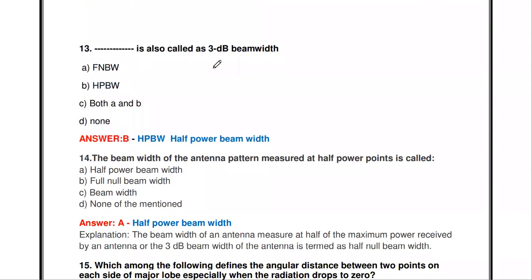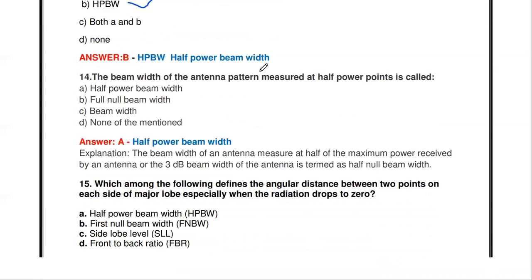Then the next question: dash is also called 3 dB beam width. FNBW, first null beam width. HPBW, half power beam width. Both A and B, none of the above. The half power beam width, HPBW, is also called the 3 dB beam width.